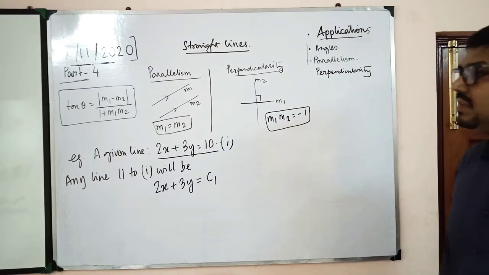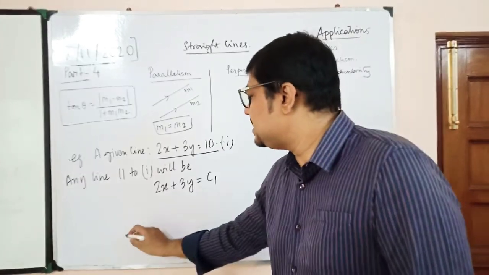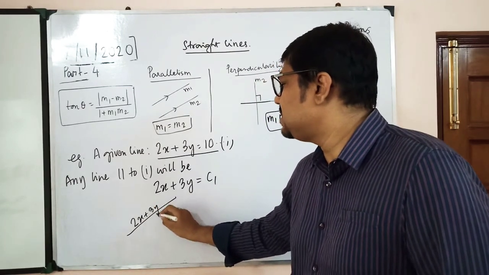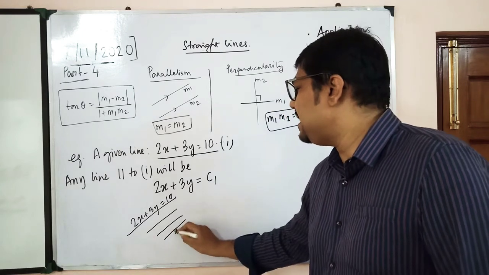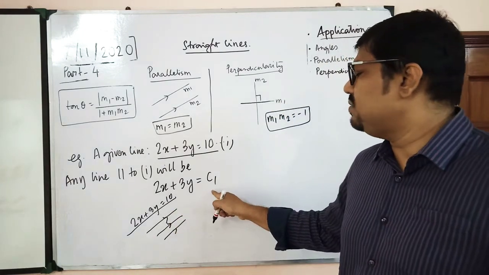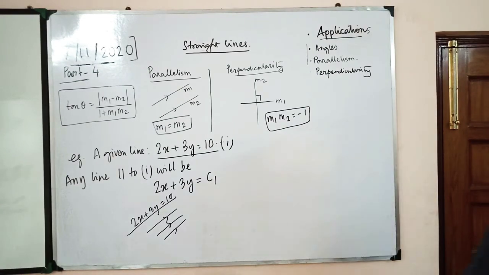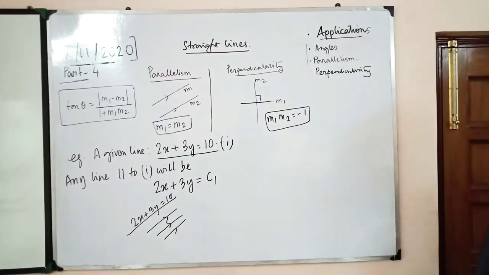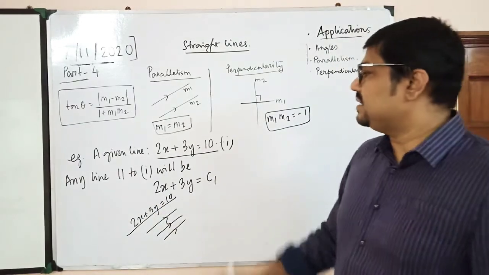Now why does this happen? Because there could be many lines. Say this is 2x plus 3y equals 10. There could be many lines parallel to this. So this C1 can vary. C1 is some real number. It may vary and produce many equations of straight lines. That's why we can write it like this.